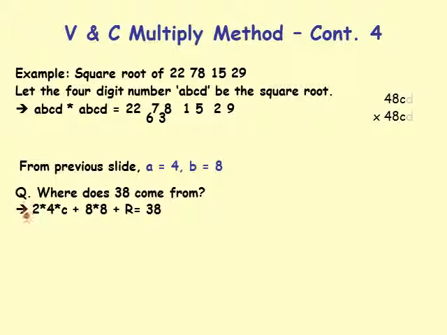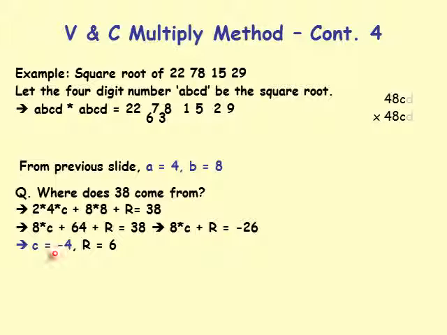That means that's 8C plus 64 plus remainder is 38. Then 8C plus 64 plus R is 38. 8C plus R is minus 26. That means C is equal to minus 4 and R is equal to 6. To keep the remainder positive, because the carries from the right would be positive, we would have C equal to minus 4. So we may have overshot.